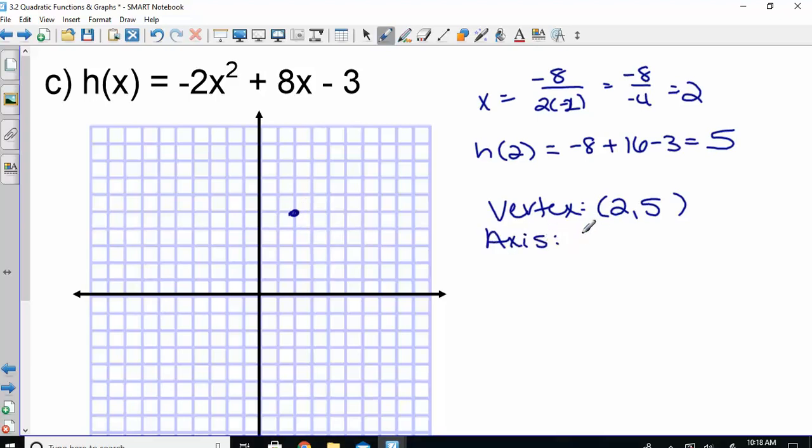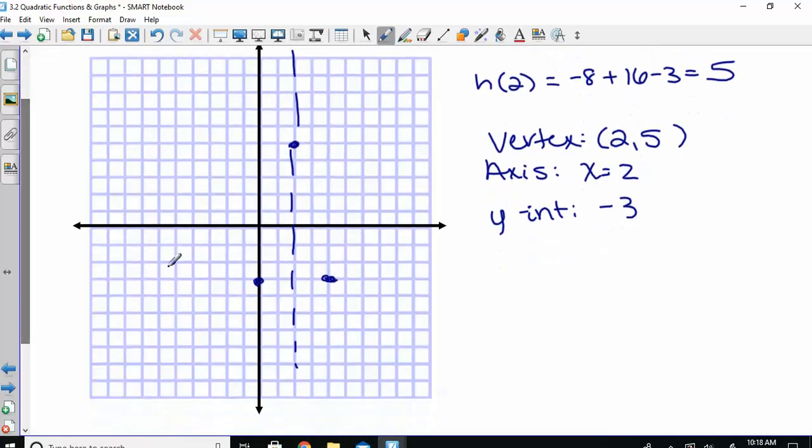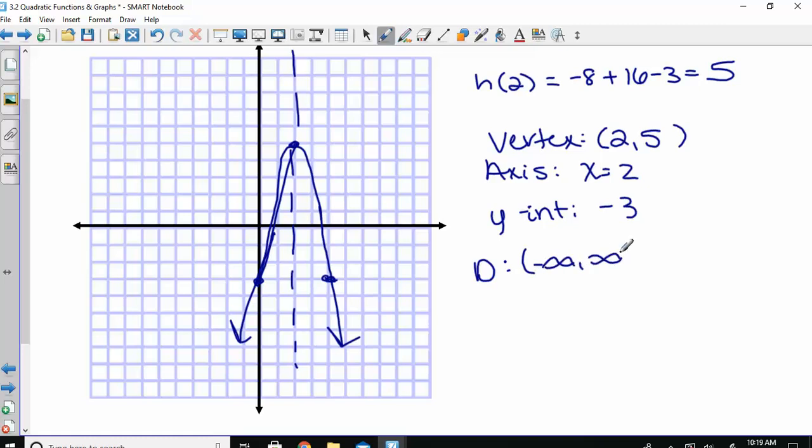So that means the axis of symmetry is the vertical line going through that, so it would be x equals 2. Y-intercept, if you plug in 0 for all of your x's, you get 3. So you get your third point, you reflect that over the axis of symmetry. And hopefully your graph is a little bit better than mine. So what's my domain? Range? Yep.